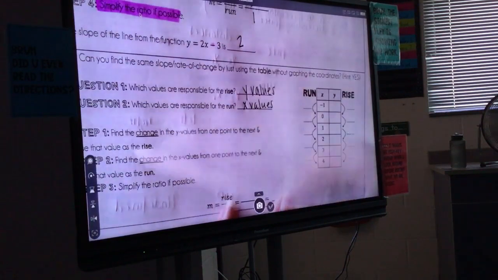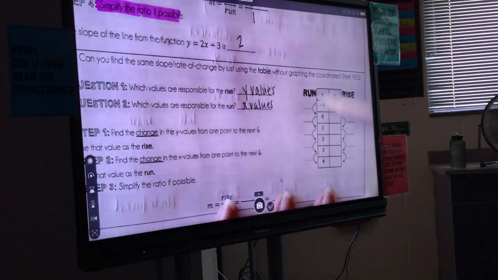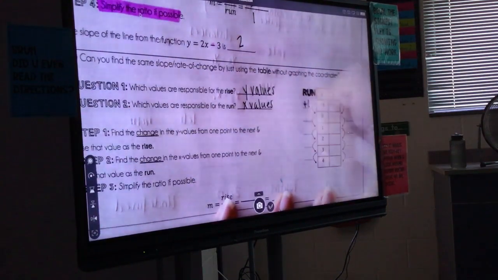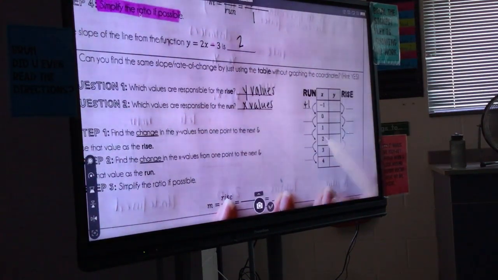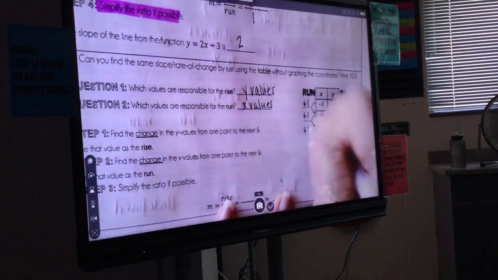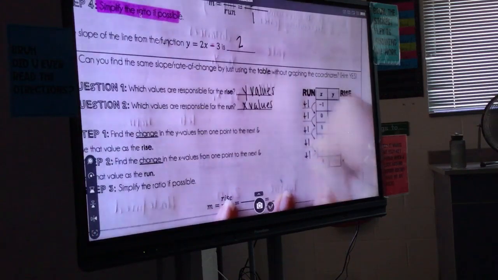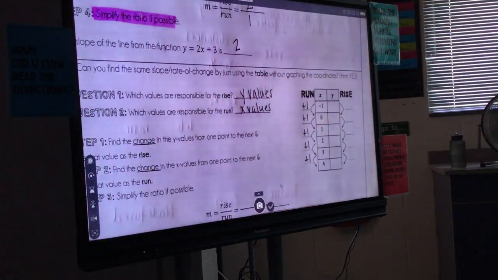Now, step 1 and 2 are telling you what's our rate of change. So how do we go from -1 to 0? +1. How do we go from 0 to 1? Ariana: +1. So the entire side has to be the same, right? It cannot change. Whatever your rate of change is, it's the same for everything in your table.